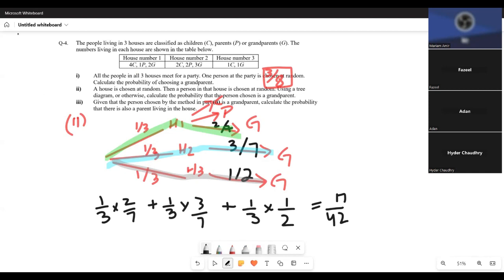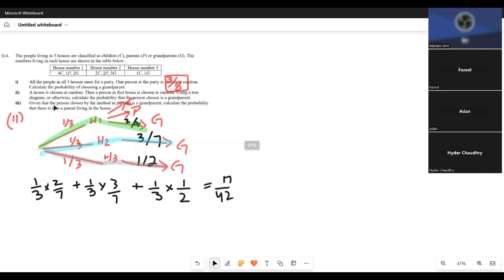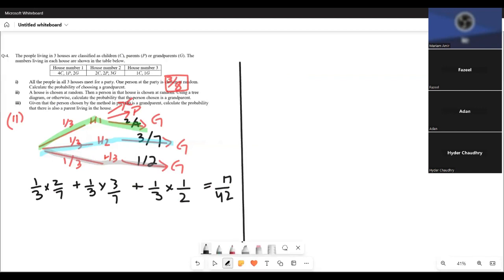Part 3. Given that the person chosen by the method in part 2 is a grandparent. So given grandparent calculate the probability that there is also a parent living in the house. So house 1 में grandparent है, house 2 में grandparent है. So they're talking about house 1 and house 2. They're not talking about house 3. House 3 में तो parent है ही नहीं.